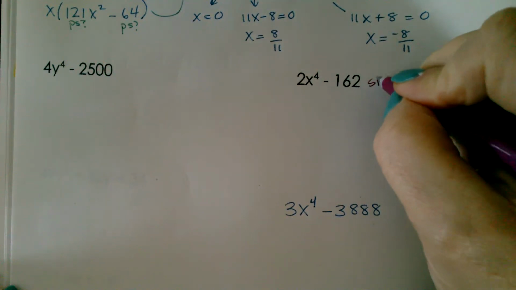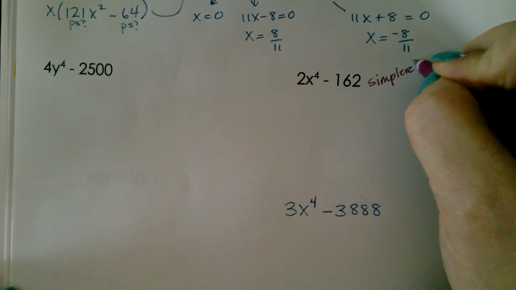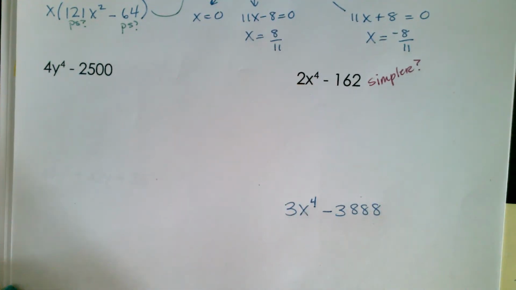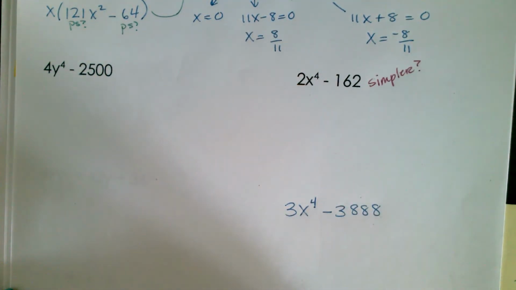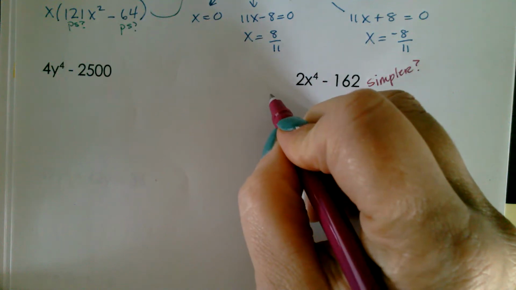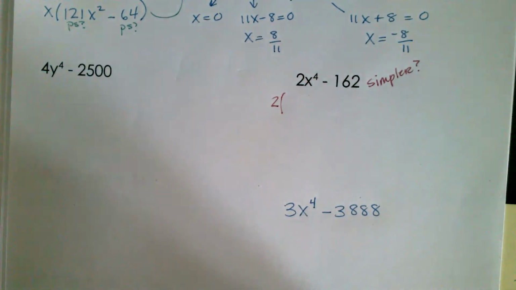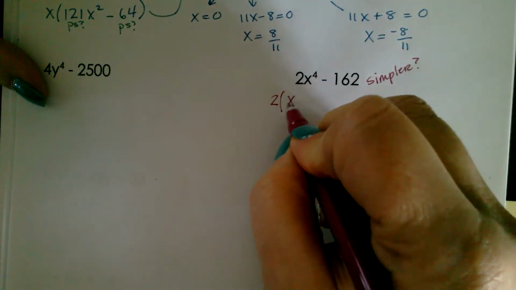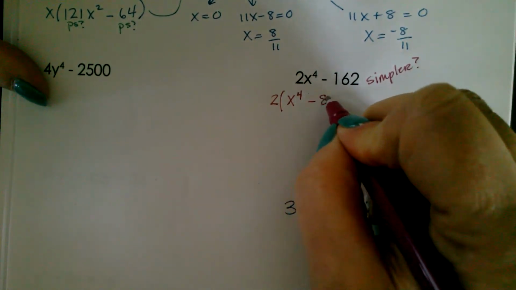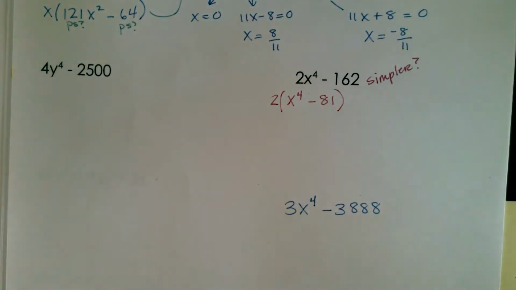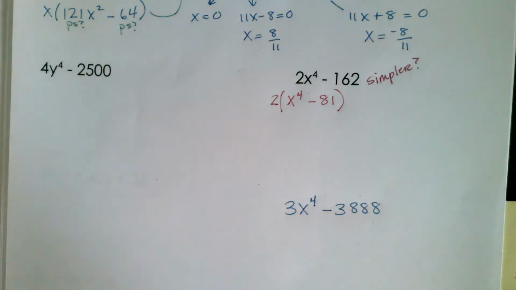Again, in your brain, I hope you are asking yourself, can I make it simpler? Is there a greatest common factor? Oh, absolutely there is. I can take out a 2. That would leave me with x to the 4th minus 81. Great job. We did make it simpler. We did factor it some, but we did not factor it completely.